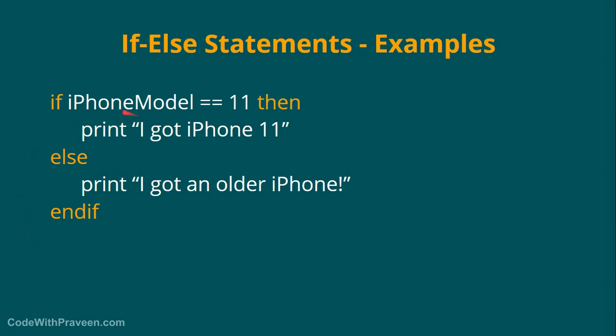Another point I would like to make here is that just like if statements, in the case of if-else conditions, we can have multiple conditions. Like if iPhone model equals 11 or iPhone model equals 10, then you can say print I got iPhone 11 or 10. So basically this condition need not be a single condition, it can be multiple. The entire statement should either evaluate to true or false. Accordingly, this set of statements is getting executed.